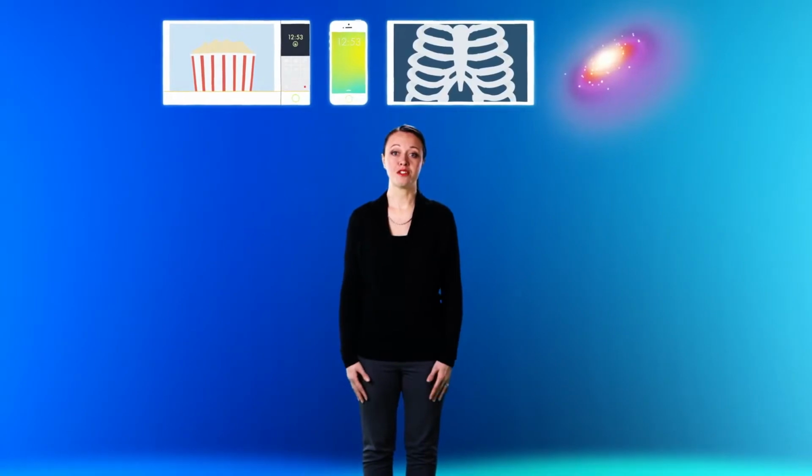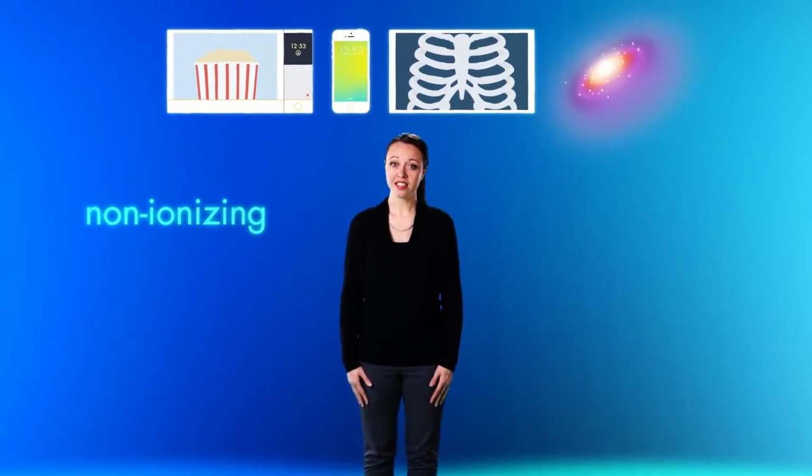This energy can be low level, like microwaves and cell phones, or high level, like X-rays or cosmic rays from outer space. These are known as non-ionizing and ionizing radiation. But if we really want to understand radiation, we need to go inside the tiny world of the atom.